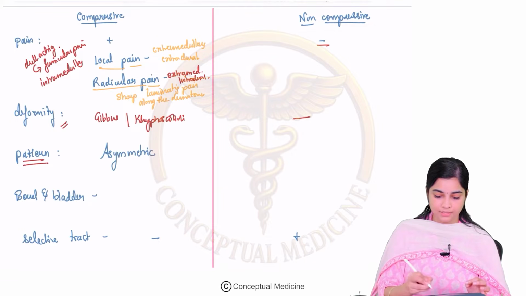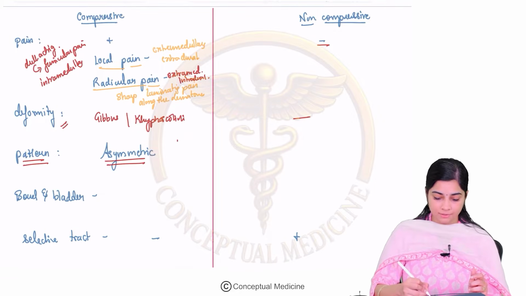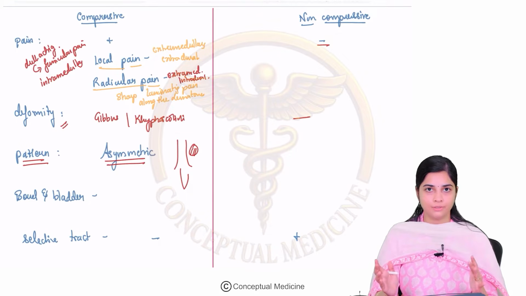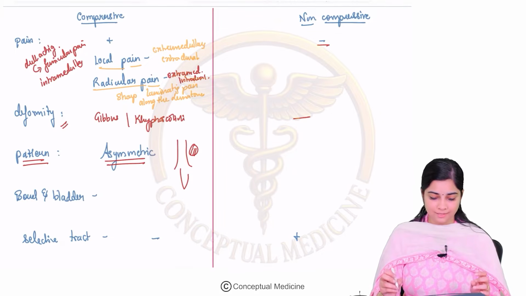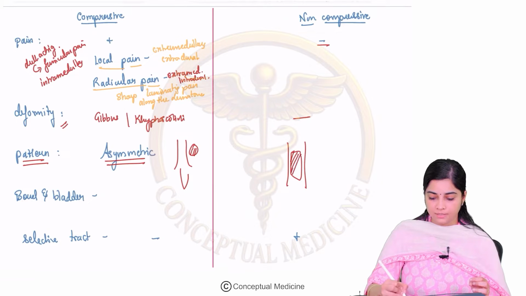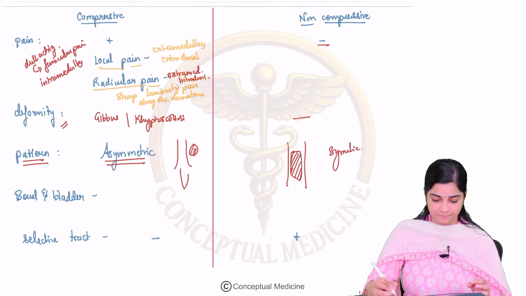Then pattern of weakness. Pattern of weakness is often asymmetric, right? Because it depends on which part of the spinal cord is getting compressed. If you have compression from one side, the other side is not going to be affected. So asymmetric weakness in your compressive myelopathy, but in a non-compressive myelopathy, because there is inflammation symmetrically inside the spinal cord, you will have symmetric weakness.